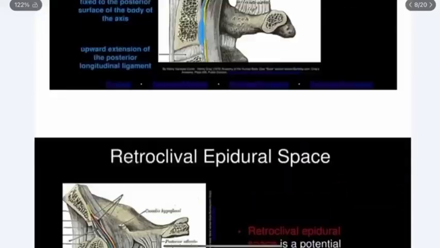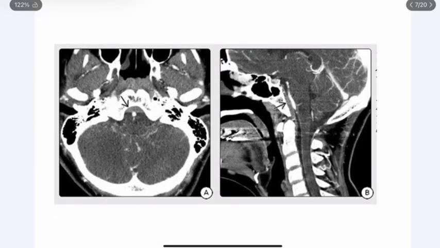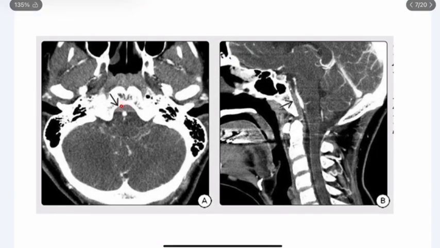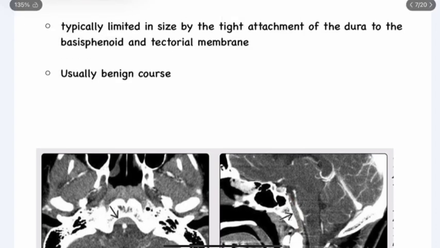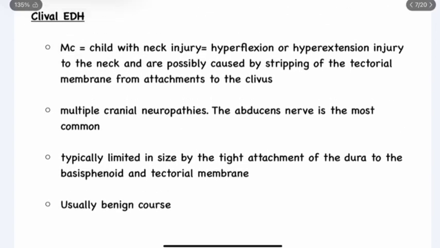Now we will see the CT image. See, here we can clearly see the clival EDH. The same here in this image, we can also see the clival EDH, and this clival EDH can also be associated with multiple cranial neuropathies, but the most common is the abducens nerve because we know that here the abducens nerve is passing through Dorello's canal. Usually it has a benign course.